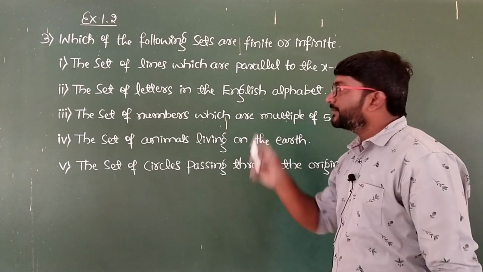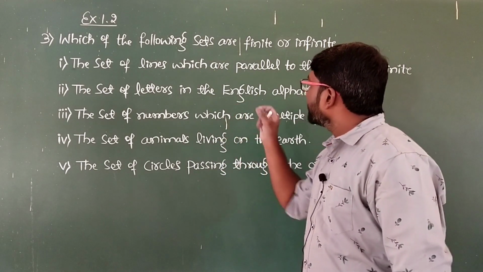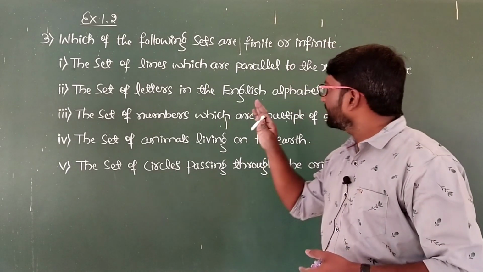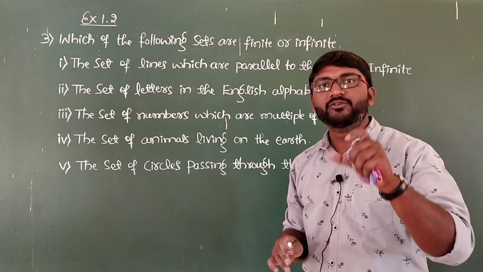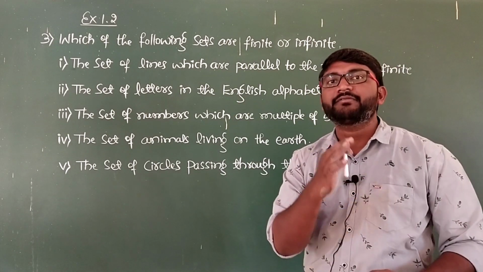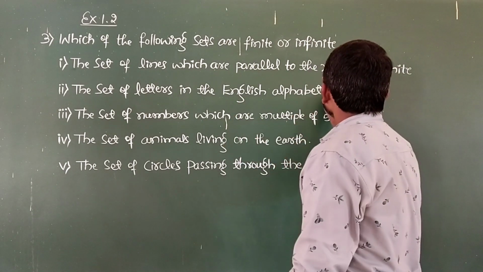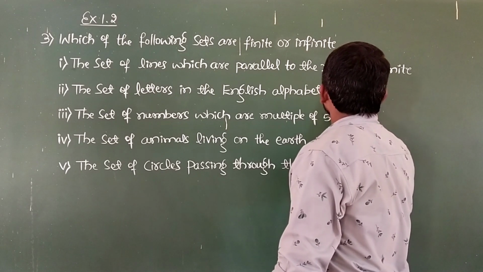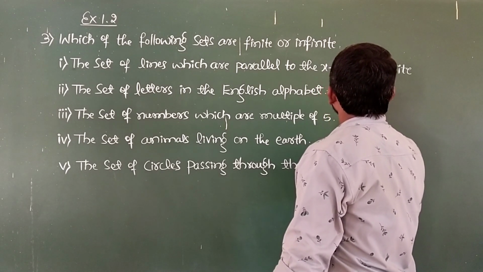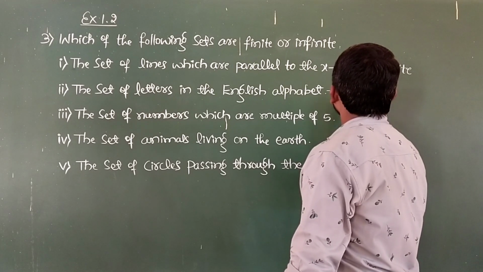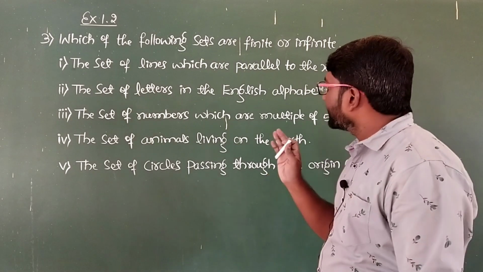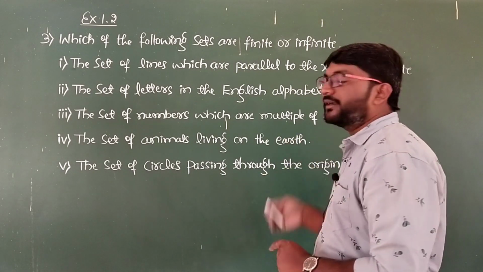Then take up the second one now. The set of letters in the English alphabet. How many letters are there in the English alphabet? You have 26 letters. So it is countable. That means it is a finite set. So this is finite.